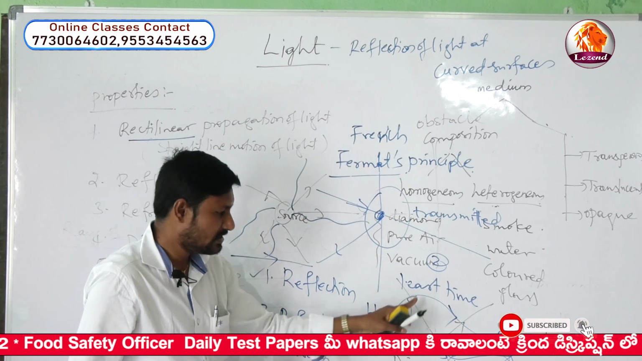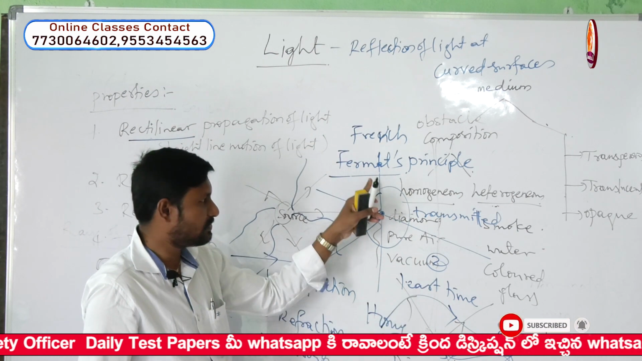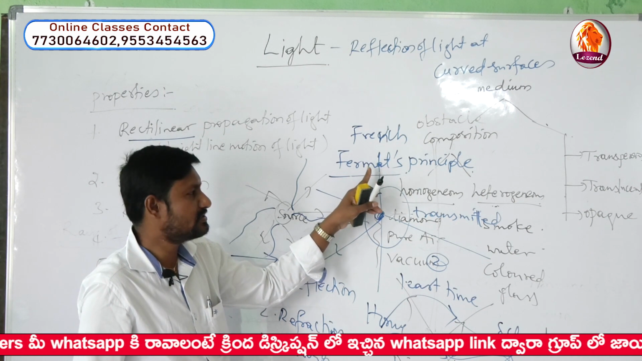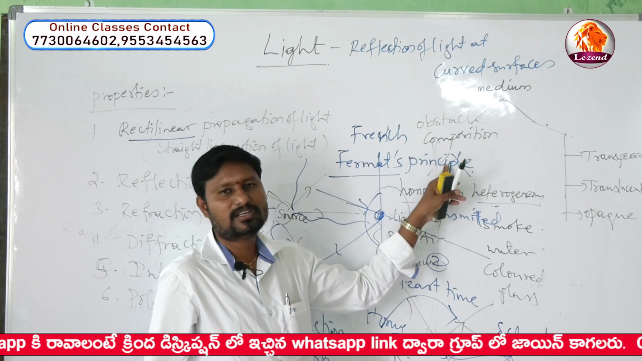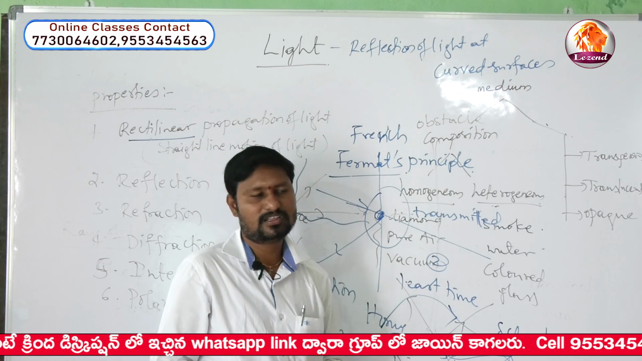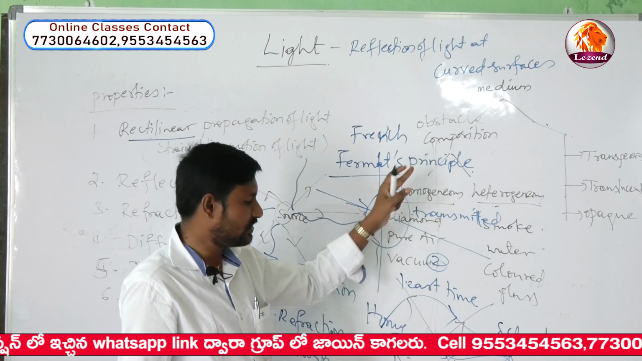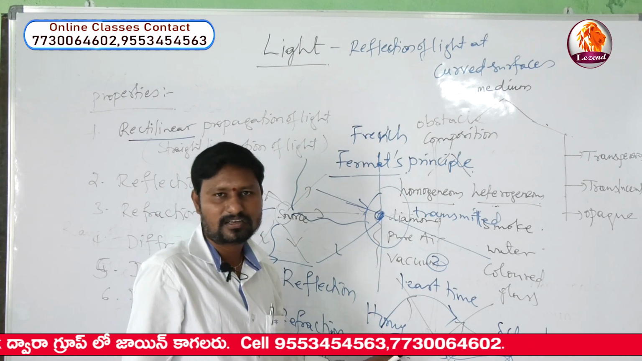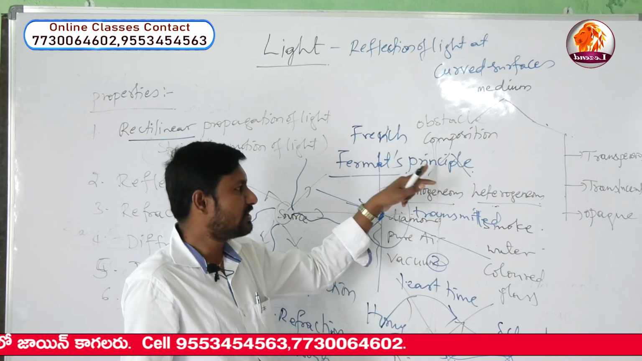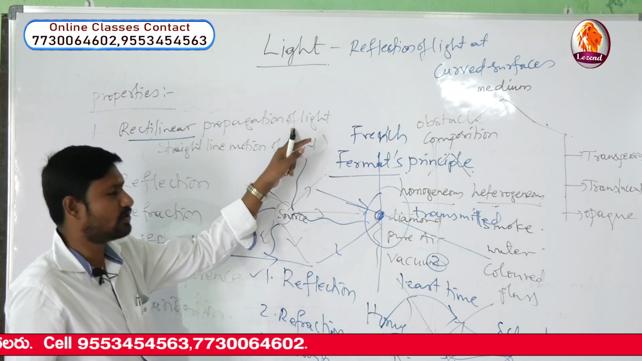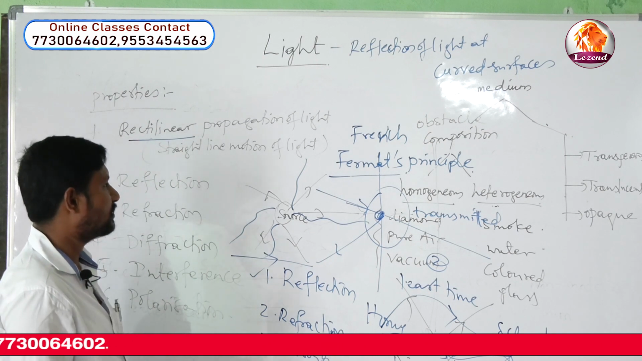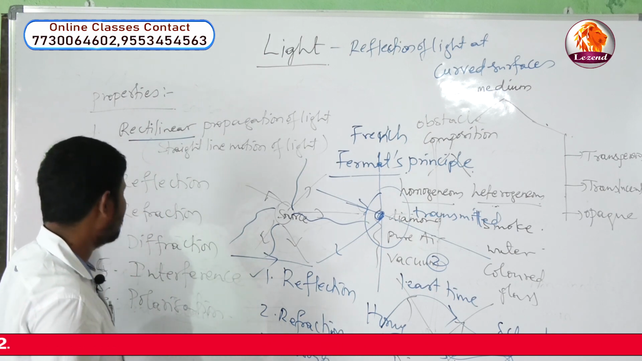This least time taking path was proposed by Fermat, a French mathematician cum lawyer, hence it is called Fermat's principle. The Fermat principle states that light always prefers to travel in the least time taking path. And according to this principle, we can say that light always travels in a straight line. And the next important property of light we go for is reflection.